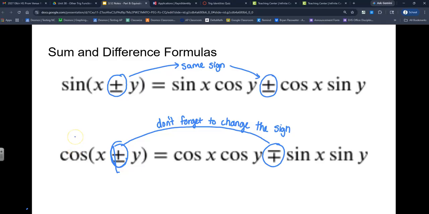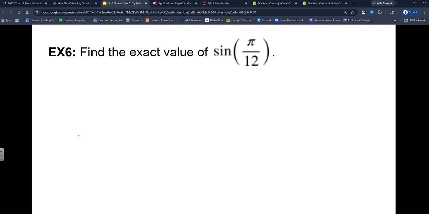So let's look at a couple problems with this. Here is an example where we have to find the exact value of sine of pi over 12. This is without a calculator, and we cannot use anything but the unit circle values that we know, right? If I did use the calculator, it would give me a decimal, which is not the exact value.